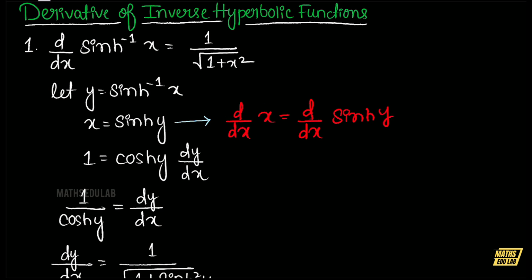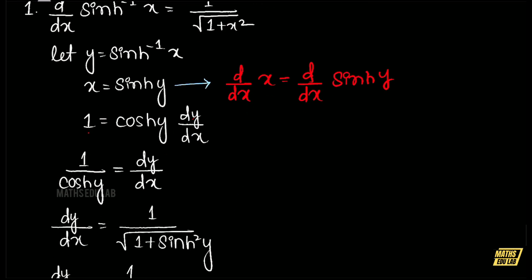So the derivative of x will be 1, and the derivative of cos hyperbolic y will be cos hyperbolic y dy by dx. Okay, then on changing this cos hyperbolic y to the other side, we get dy by dx is equals to 1 upon cos hyperbolic x. We have discussed some of the formulas like cos hyperbolic square y, because here it is given in the form of y, so I have taken the y.